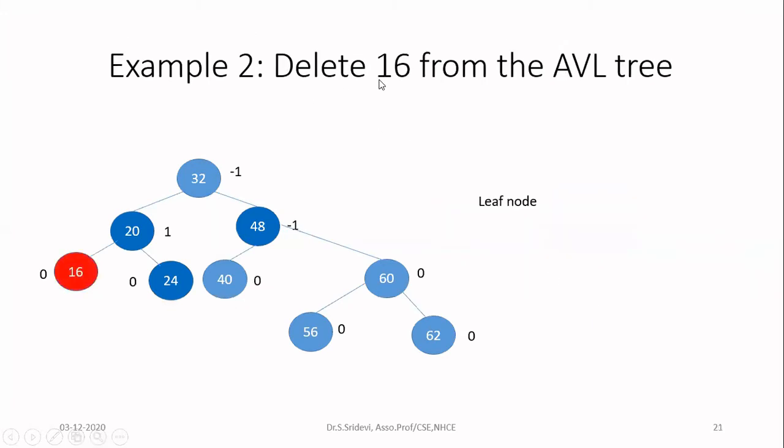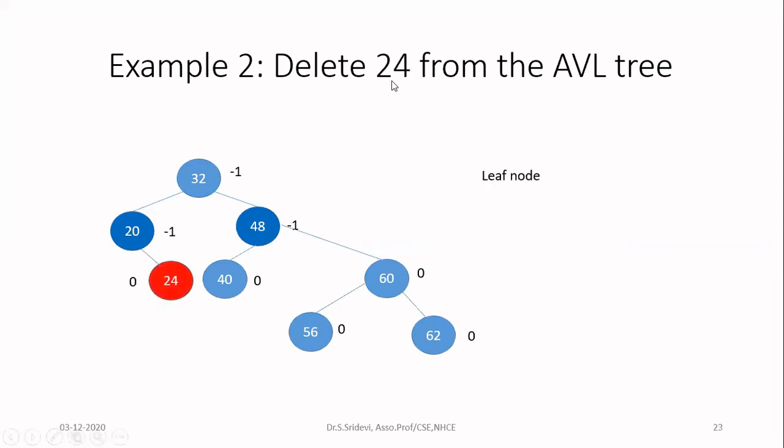Next, I have to delete 16 from the tree. So again, 16 is the leaf node. Now you simply remove the node and replace the corresponding link of the parent with null. So I have deleted and I have replaced the left link of 20 with null. Now after that, calculate the balance factor. So all are having balance factors in the permitted range. So now let us go and delete the next node.